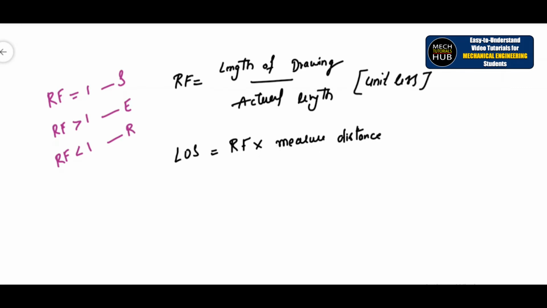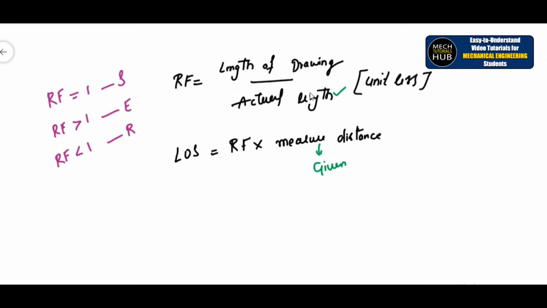Okay, now here, what are the given values? Simply, this is a given value that will be there in the question, and RF you can easily calculate because the actual length is also given to you in the question. Length of drawing will be given to you in the question, or else the RF value will be given directly. A few calculations I'll show you so that you'll understand.